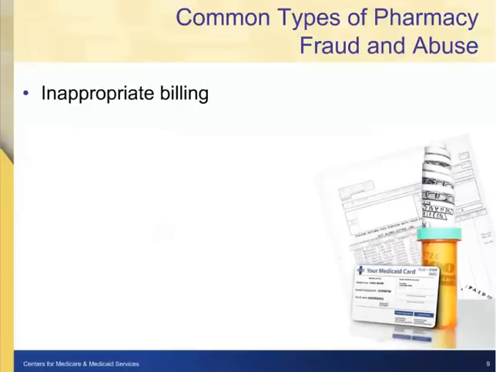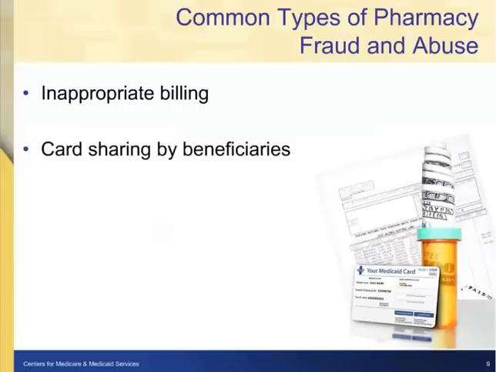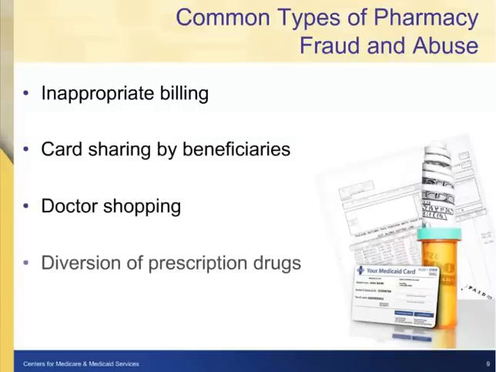Fraud and abuse in the healthcare system frequently occur as a result of inappropriate billing, sharing identification cards, doctor shopping, and diverting prescription drugs. Examples of fraud associated with pharmacy billing include billing for a brand name medication when a generic medication was dispensed, billing for an incorrect national drug code, billing for the entire prescription quantity when only a partial quantity was dispensed, and returning a prescription to stock without reversing the prescription claim.